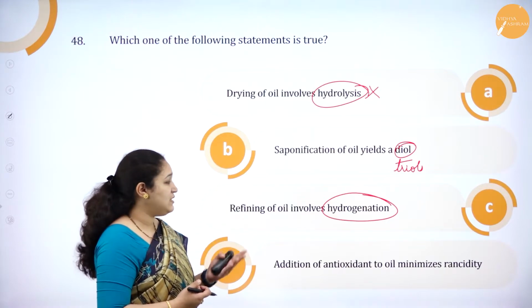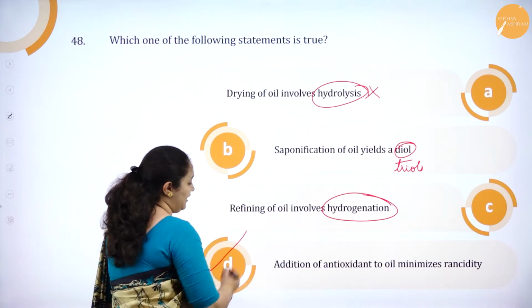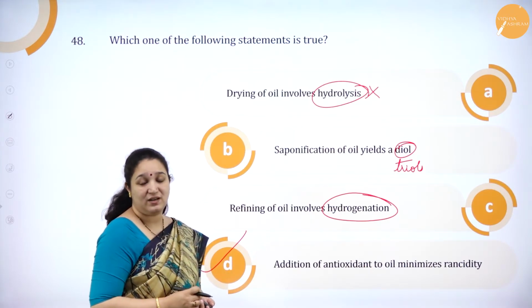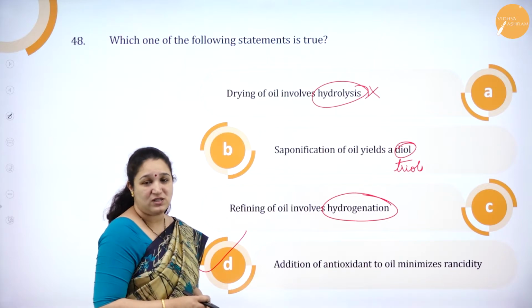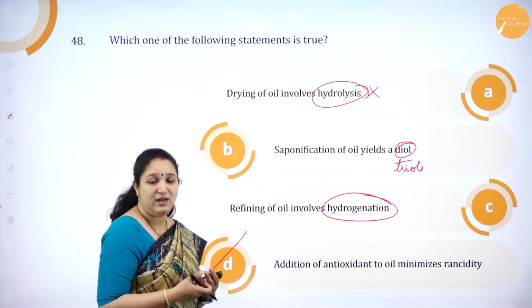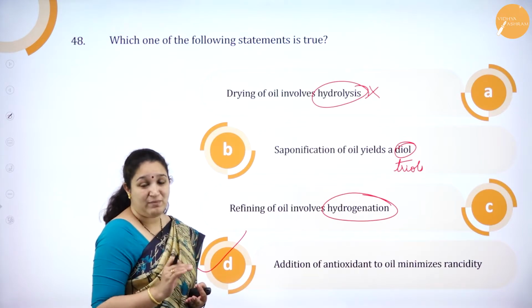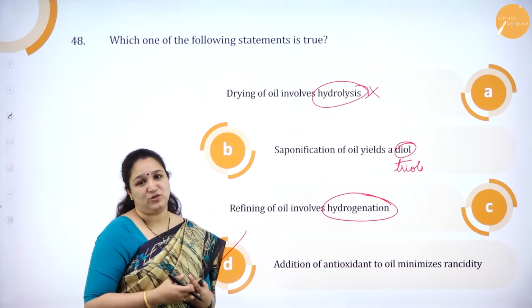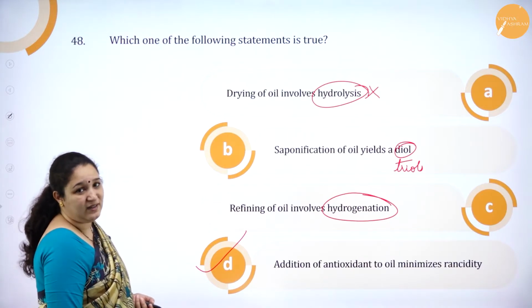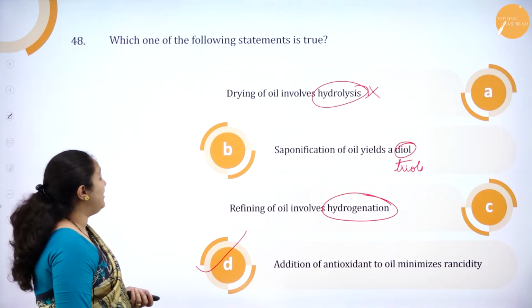So options A, B, C are wrong. So this should be the correct one. Addition of antioxidant to oil minimizes rancidity. Yes, addition of an antioxidant will not allow the oxidation to take place, and thus it will minimize the rancidity or spoilage of the oil. Okay. So option D is the right answer. We shall go to the next question.